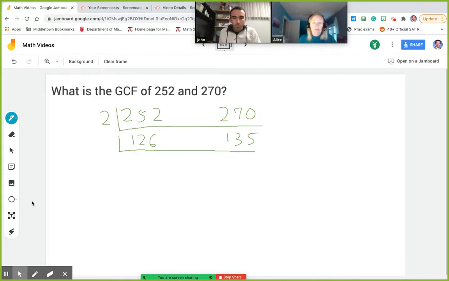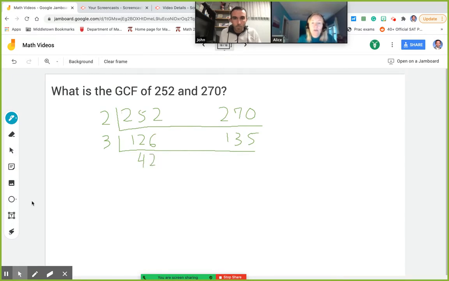So the next number up would be 3. 6 plus 2 plus 1 is 9. So 126 is divisible by 3. 135, 1 plus 3 plus 5 is also 9. 9 is divisible by 3. So I'm going to put a 3 here. 3 goes into 12 4 times and 6 twice.